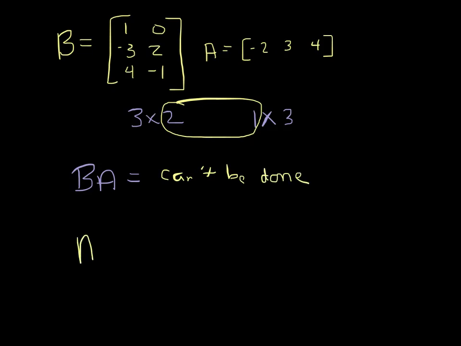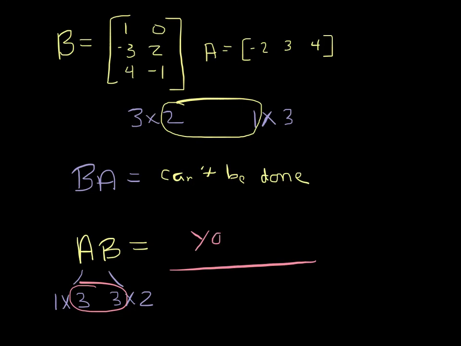However, if we try to do A times B, since the dimensions of A are 1 by 3, and the dimensions of B are 3 by 2, and these match up, you actually can do the multiplication. And so I'll leave you to try that on your own.